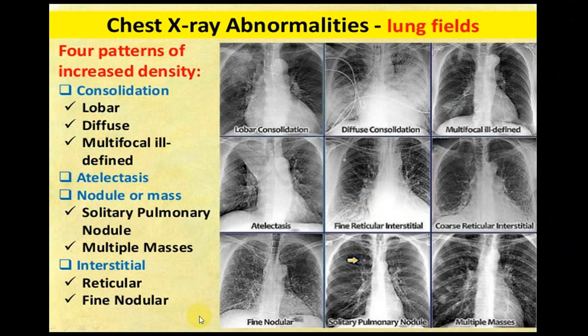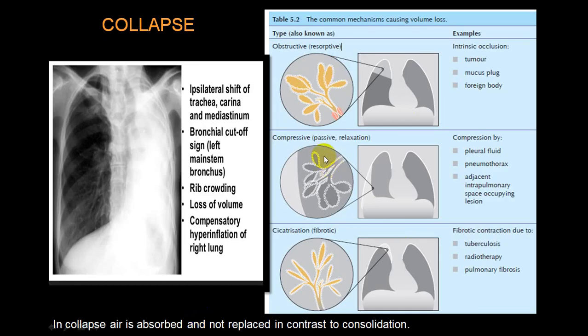Okay, and we'll be showing you some of those. Now you can see here in a collapse. What you see in a collapse? Shift of trachea, shift of diaphragm, rib crowding, decrease in the lung volume, and along with that, in the opposite lung, the unaffected or normal lung, you will have a compensatory hyperinflation, we call compensatory emphysema. So when you see all this together, it is a total collapse of the lung.